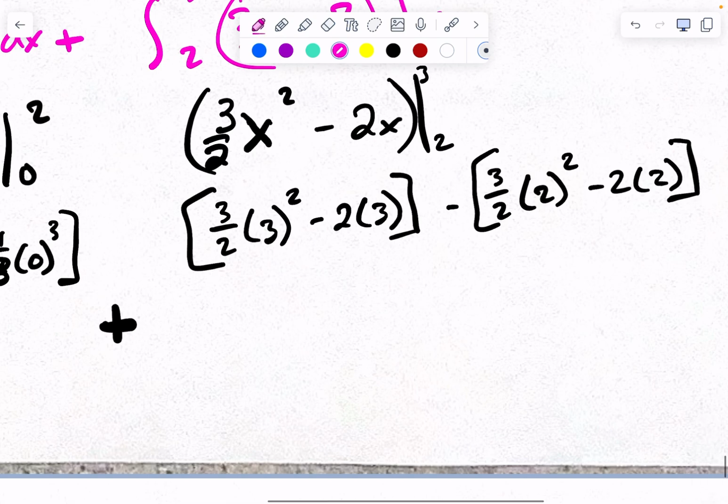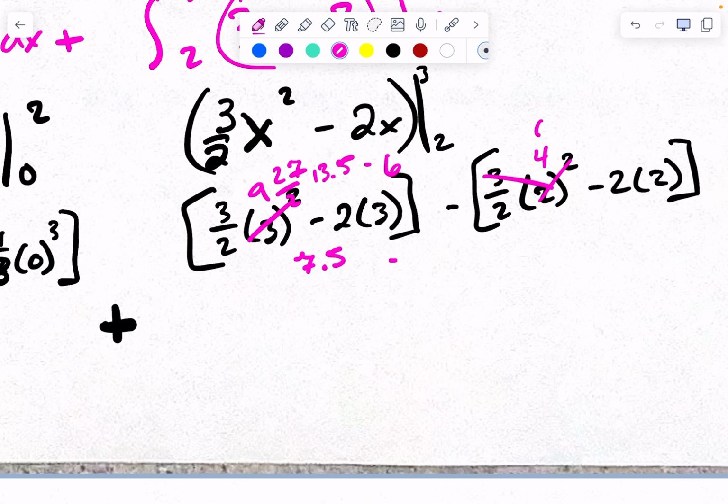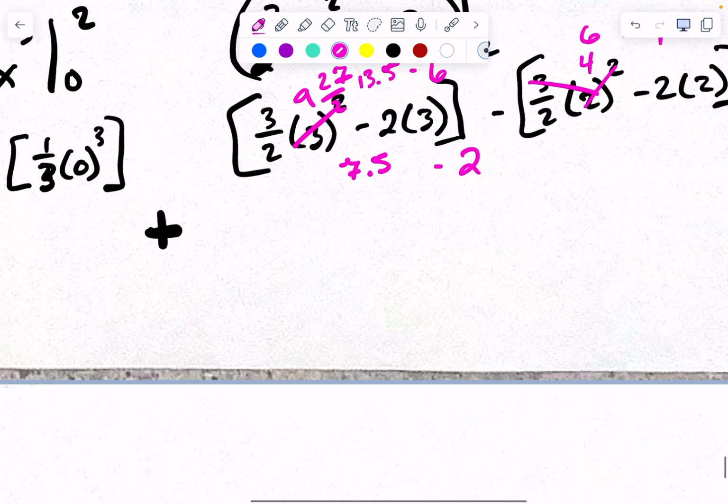Minus. Hold on, I get a 9. This is 27 over 2, which is 13.5 minus 6, which is 7.5. Is that what you said? 7.5? Minus, this is 2 times 4. This would be 6 minus 4 is 2, so 7.5 minus 2, which is 5.5.